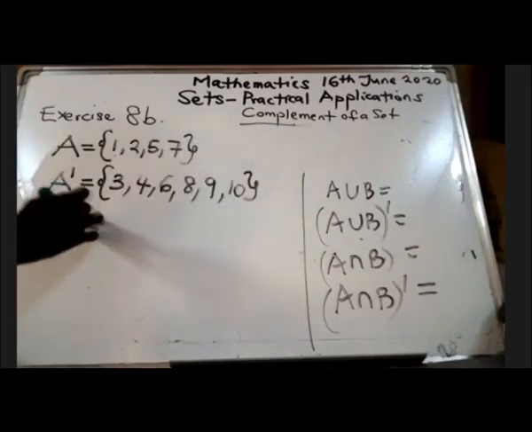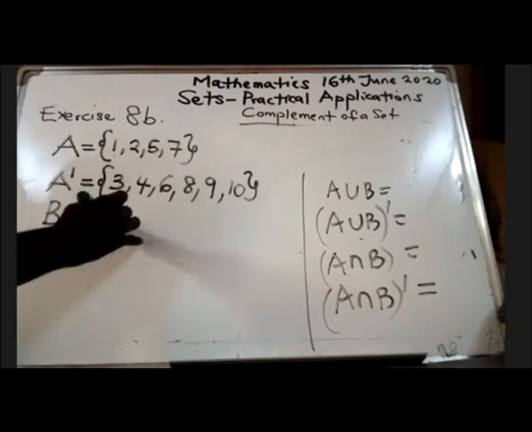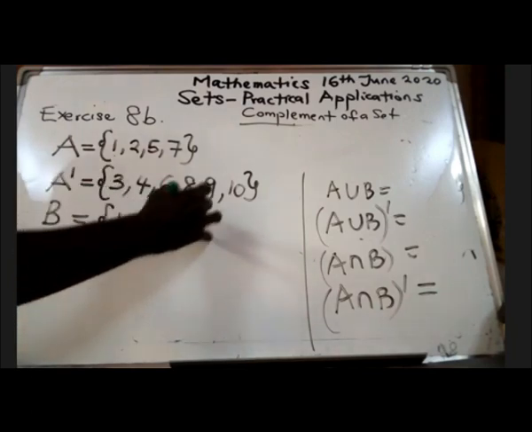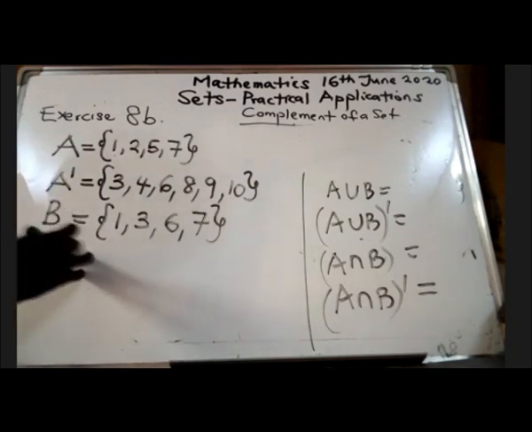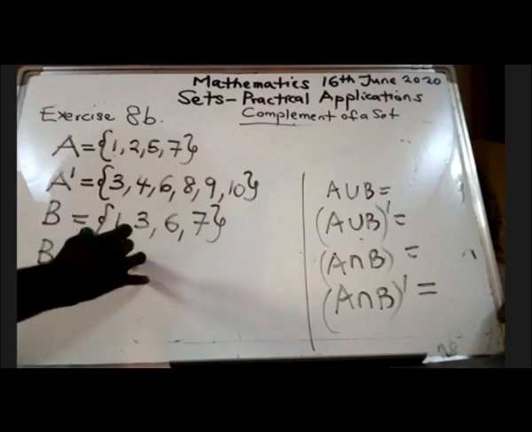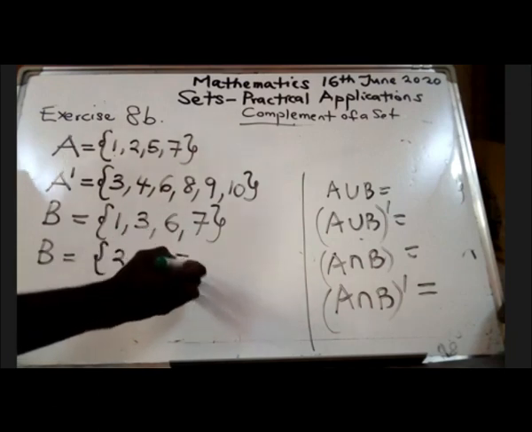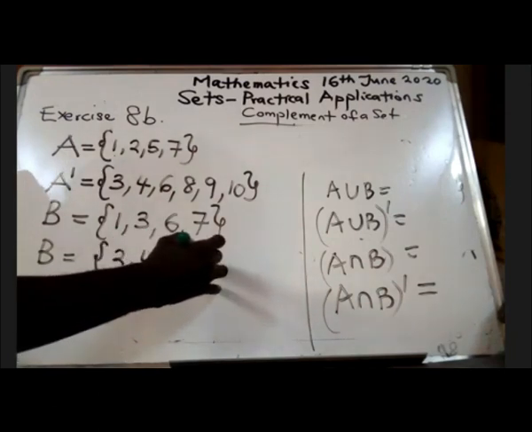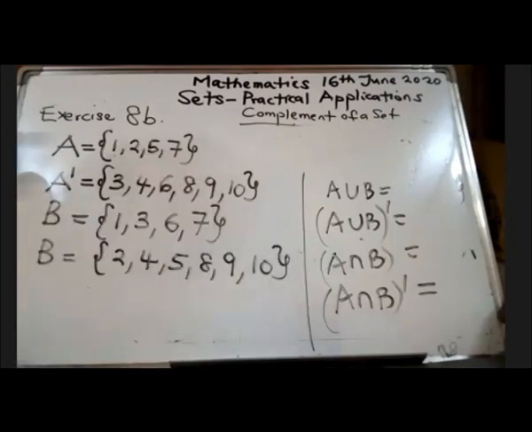Now we have B. What is B? B essentially is 1, 3, 6, and 7. And B prime will now be, I can't see 1, I can see 2. I can't see 3. I can see 4. I can see 5. I can see 8. I can see 9. And I can see 10.